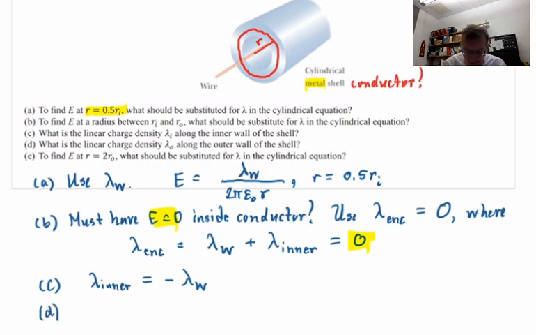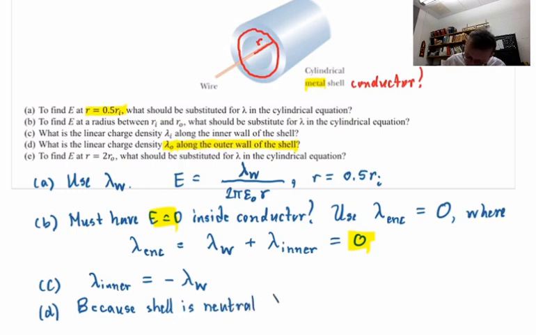D. What is the linear charge density lambda outer along the outer wall of the shell? So now there's also going to be induced charge on that outer surface of the shell. Got to figure out how much that is. Well, remember, I know that the shell is electrically neutral. That means it has a net charge of 0. Shell is neutral.